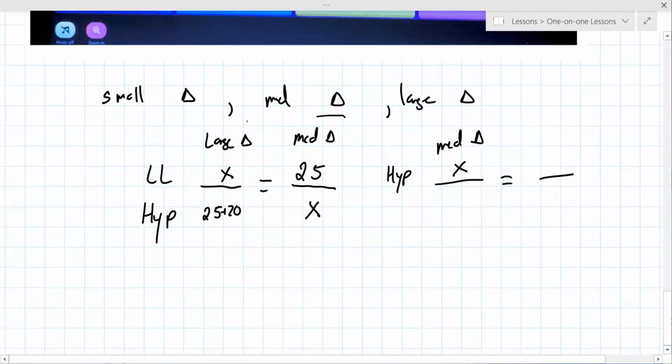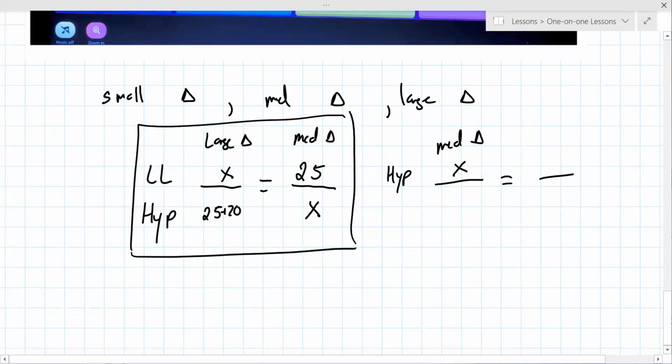So when you, and this is what I do, this may be different from what you saw in class. They might have some formulas, but I build this table and you just assign the values that match. Like x is the long leg of the large triangle. It also happens to be the hypotenuse of the medium triangle.